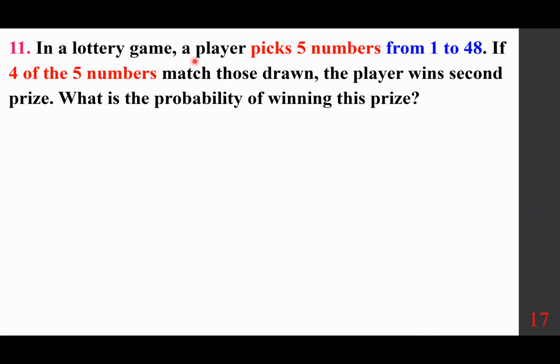In a lottery game, a player picks 5 numbers from 1 to 48. If 4 of the 5 numbers match those drawn, the player wins second prize. What is the probability of winning this prize?